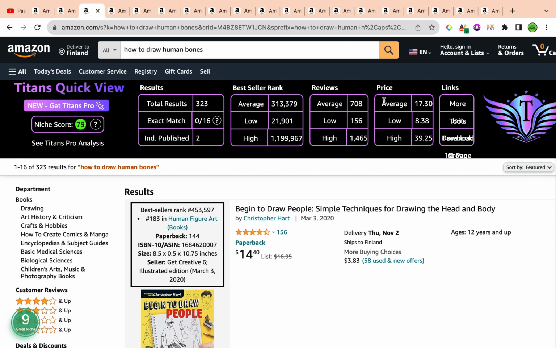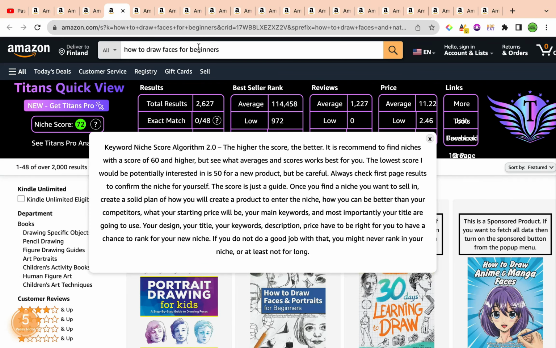How to draw human bones, amazing keyword. Take advantage of this wonderful opportunity as well. You can find interiors available in Creative Fabrica, and at the end of the video, we're going to have a look at the interiors as well. But for now, let's have a look at the second keyword, which is how to draw faces for beginners.